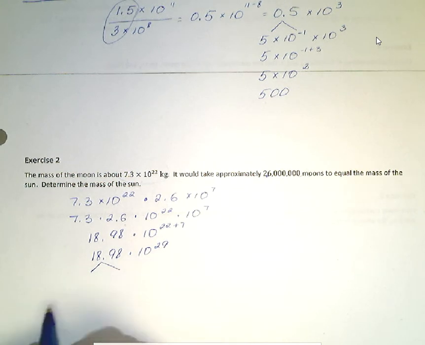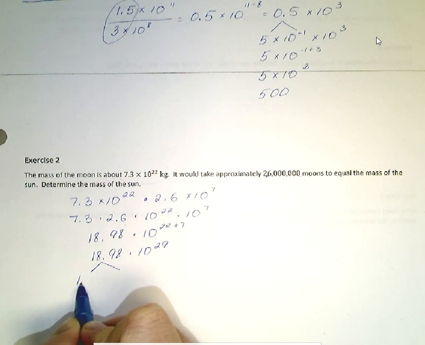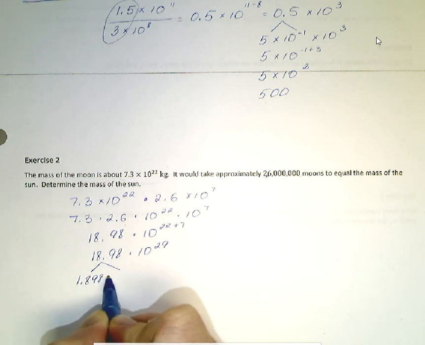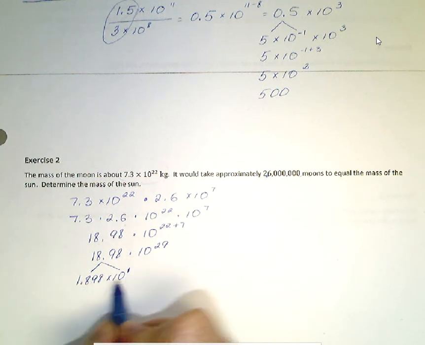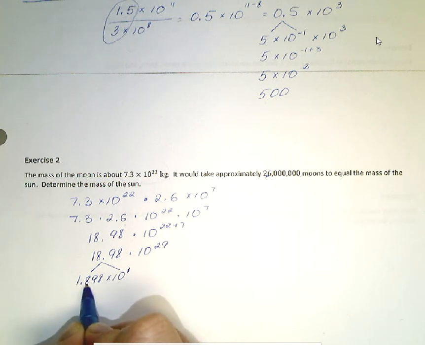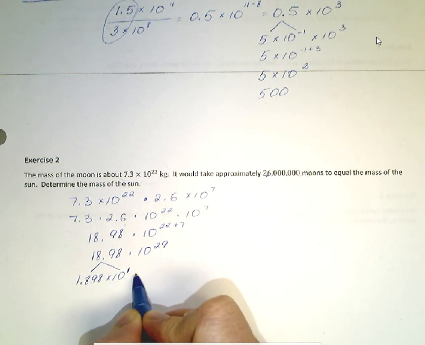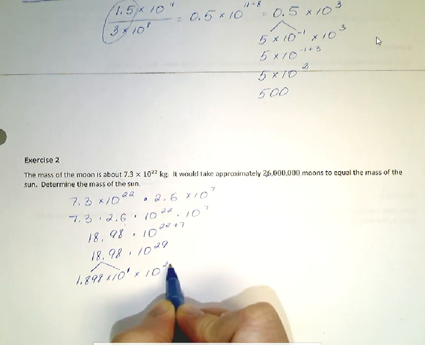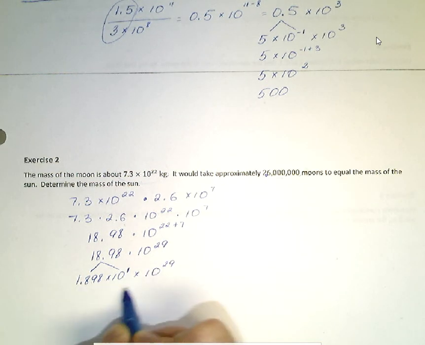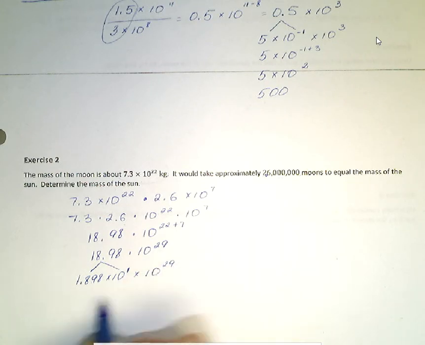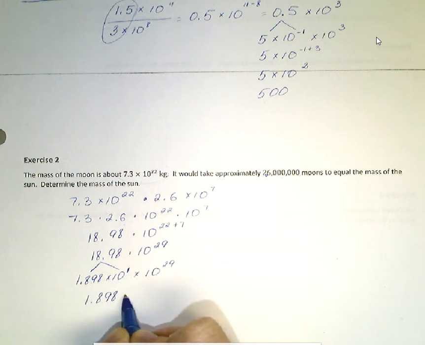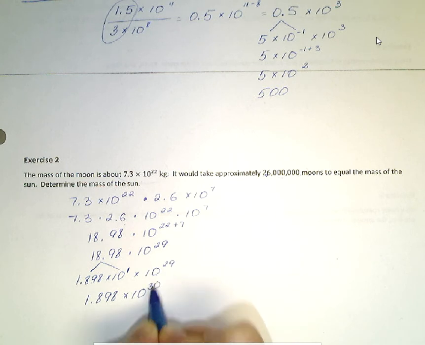I'm going to decompose that number into 1 and 898 thousandths times 10. What do I need to do to bring it back? I need to multiply by 10 to the first power. So it's 1 and 898 thousandths times 10 to the first, and that is times 10 to the 29th. I have a multiplication problem where I have two numbers with the same base, different exponents. I'm adding the exponents together, and I will get 1 and 898 thousandths times 10 to the 30th power.